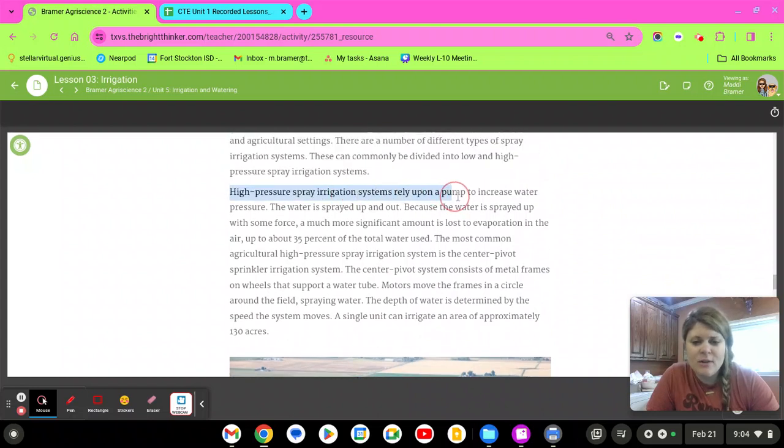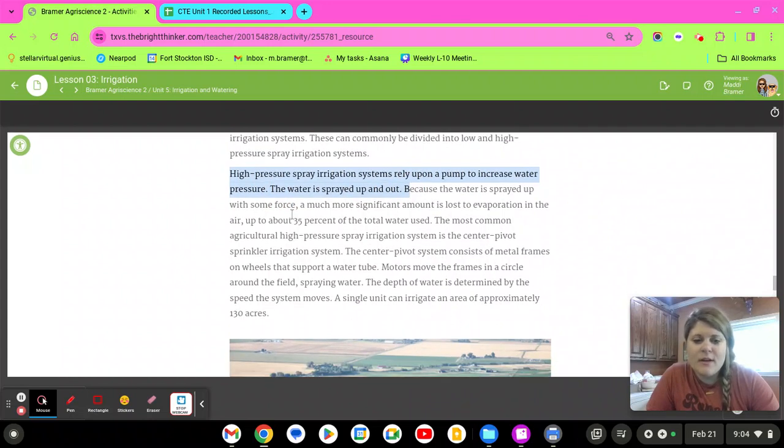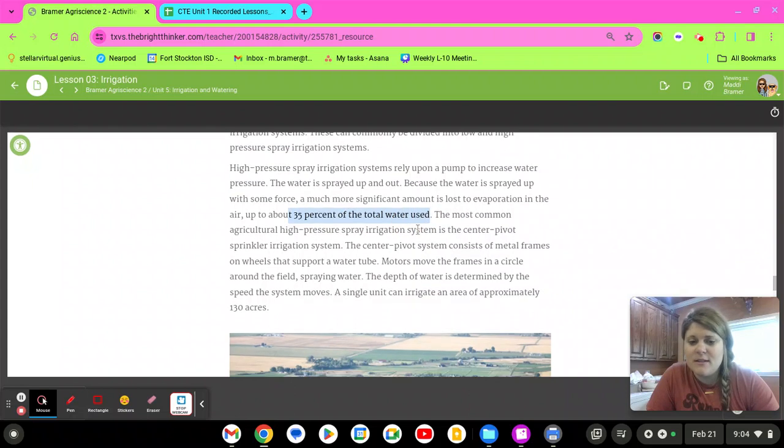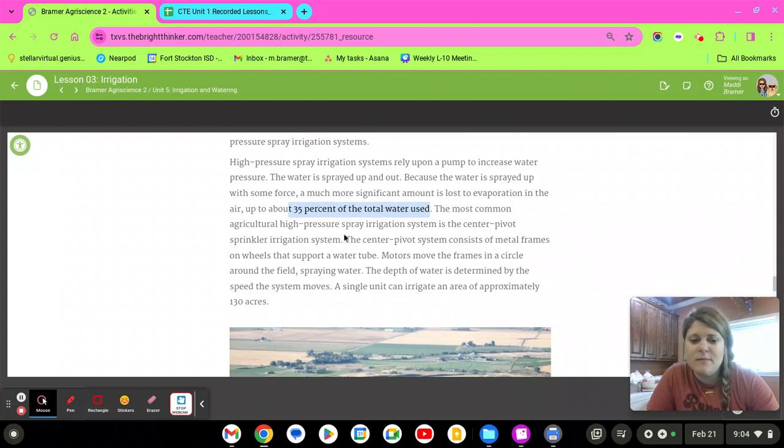High pressure relies on a pump to increase water pressure. Water is sprayed up and out. Because the water is sprayed up, a much more significant amount is lost to evaporation in the air. Up to about 35% of the total water used is lost to this. So it's not super efficient.